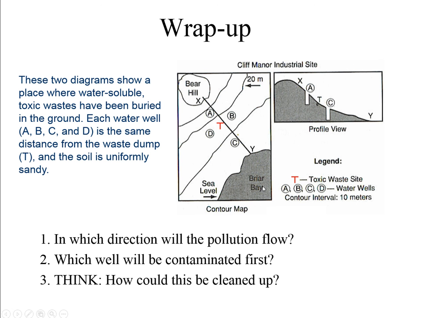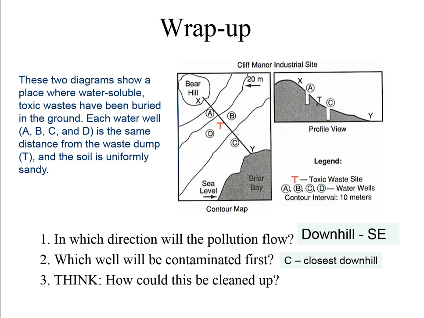So to wrap it up, here we have a hill, a topographic map. Here's the hill, and there's Briar Bay down at the bottom. T is a toxic waste site. You can see a side view and an above view. A, B, C, and D are water wells around this toxic site. Here you can see at least A and C along the line. In what direction will the pollution flow? Downhill, which in this case, if you assume south is the bottom of the map, is southeast. The well that will be contaminated first is C, because that's the closest one downhill.